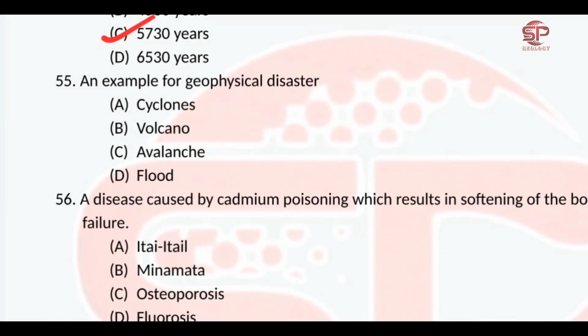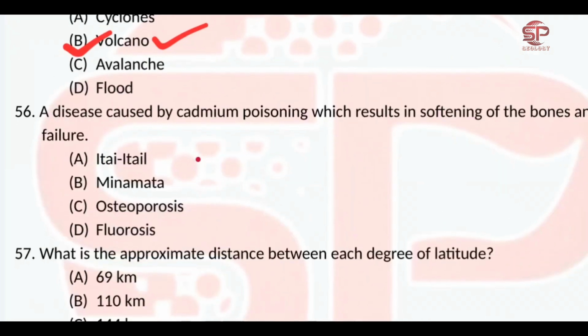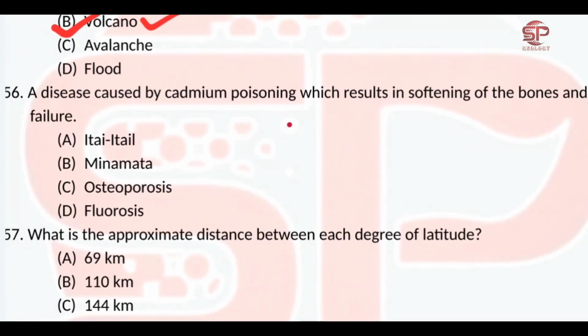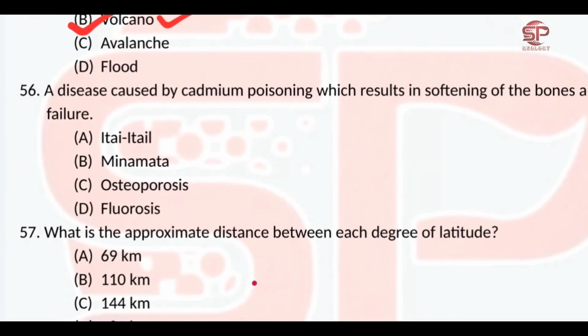An example of a geophysical disaster. A geophysical disaster is a type of disaster that originates from the internal earth. From all these processes, the volcano originates from the internal earth. So the answer will be volcano. A disease caused by cadmium poisoning which results in softening of the bones and kidney failure.